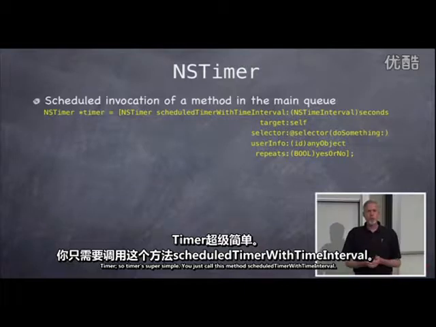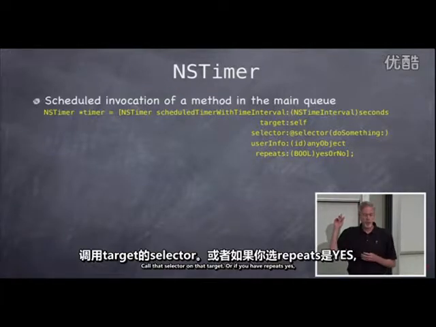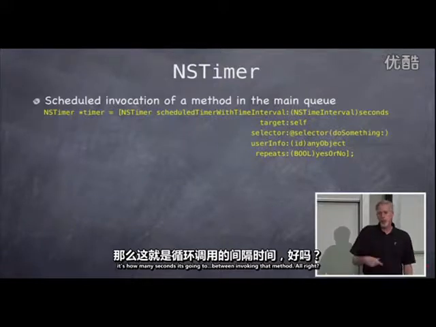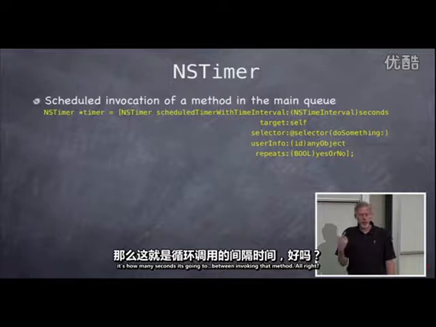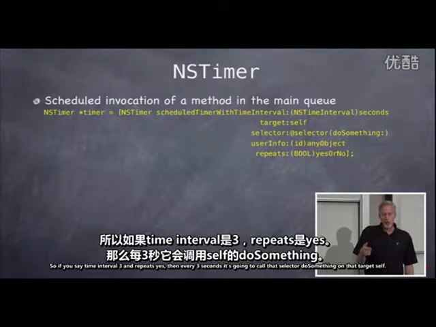So timer is super simple. You just call this method schedule timer with time interval. You give it the seconds, and that's either how many seconds from now it's going to do this once. Okay, call that selector on that target. Or if you have repeats yes, it's how many seconds it's going to be between invoking that method. All right, so if you say time interval 3 and repeats yes, then every 3 seconds it's going to call that selector, do something on that target self.